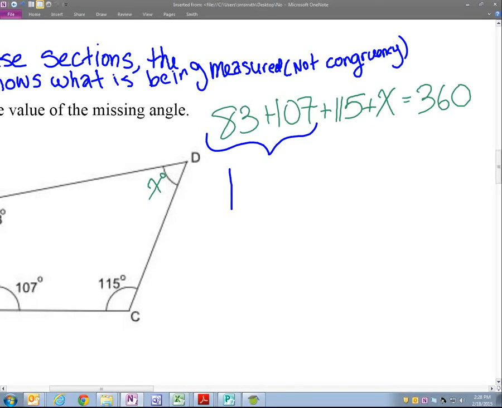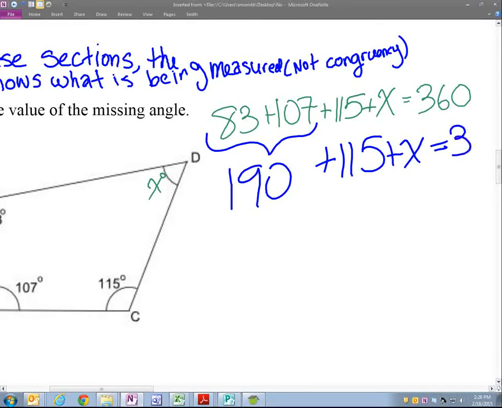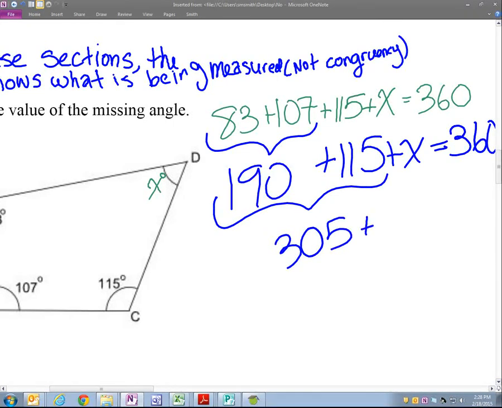So this one would be 190 plus 115 plus x equals 360. Then I'm going to add these two together, and it's going to be 306? No, 305 plus x equals 360. Now, I need to see what's happening to x. Let's talk about what's happening to x, AD.